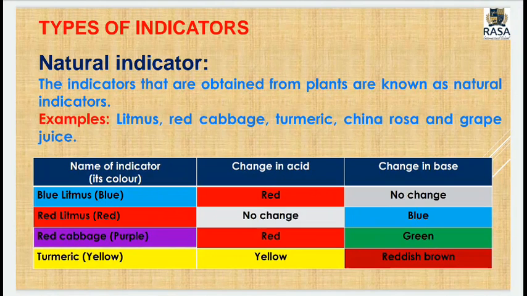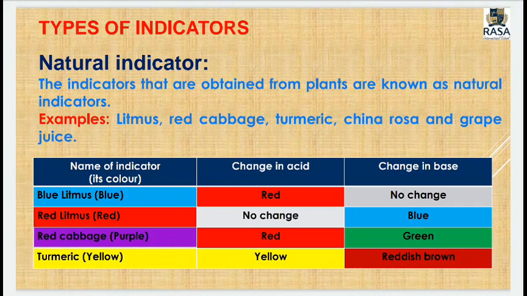So in the table which has been listed below, we have three columns. In the first column we have the name of the indicator and its color, in the second column what color it shows with acid, and in the third column what color it shows with base. So let us start with blue litmus, which is blue in color. When it is in contact with an acid, it changes its color to red, and when in contact with a base, there is no change of color, that means it remains blue.